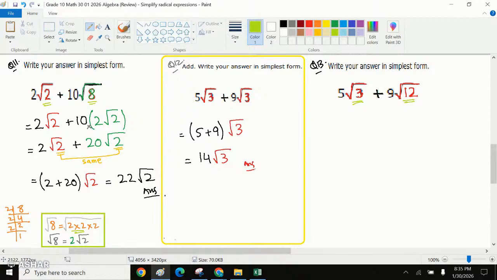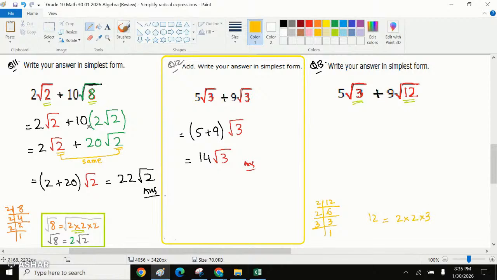So what we can look at is 3 is a prime number. Radical 3 is a prime. It cannot be further broken down. But can 12 be broken down? Yes, 12 can be factorized. So we try prime factorization for 12. 12 divided by 2 is 6, divided by 2 is 3, and divided by 3 is 1. Can 12 be written as 2 multiplied by 2 multiplied by 3?